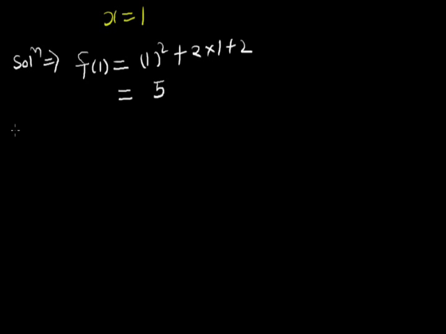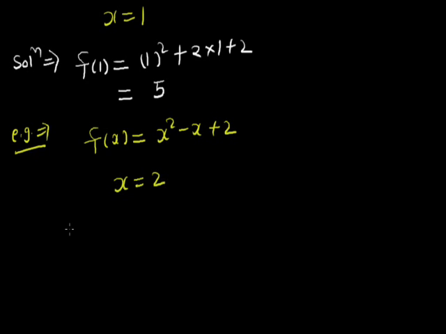Okay, now we come to the other examples also. We are given the polynomial f of x is equal to x square minus x plus 2. Find its value at x is equal to 2. How can we do this? In a similar way to what we followed in the previous question.